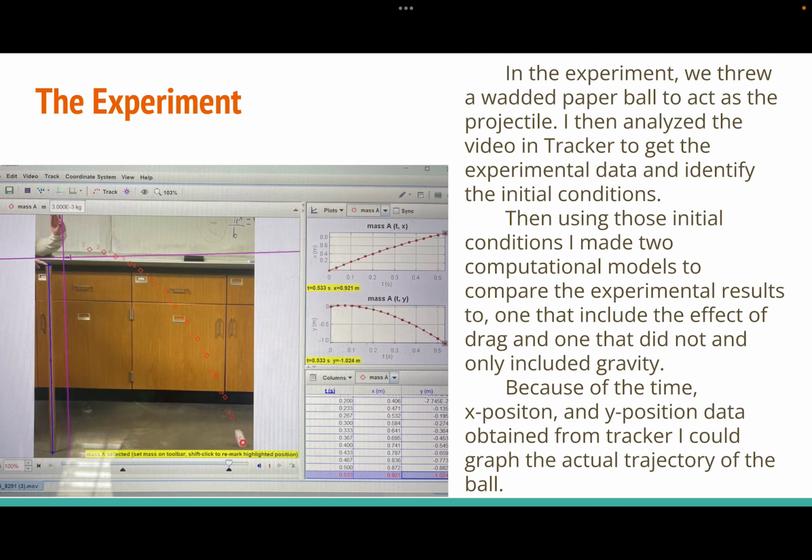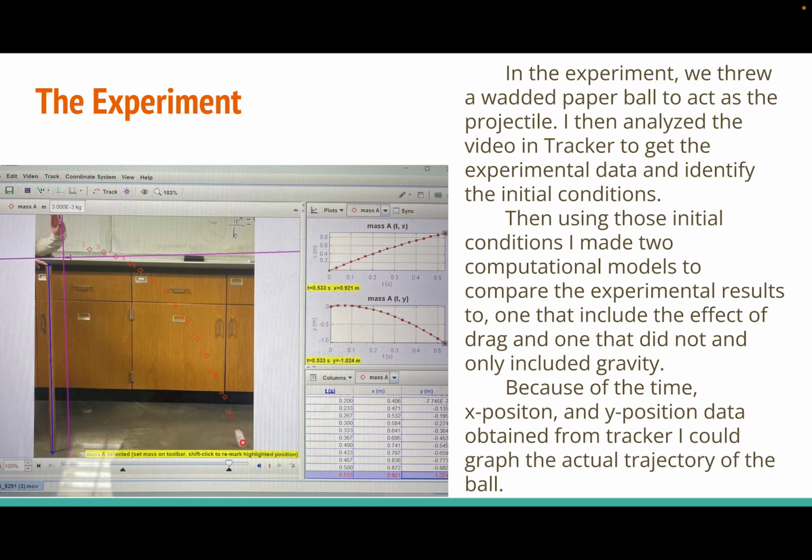In this experiment, we threw a wadded paper ball to act as a projectile. I then analyzed the video in Tracker to get the experimental data and identify the initial conditions. Then, using the initial conditions, I made two computational models to compare the results to, one that included the effect of drag and one that did not, and only included gravity.